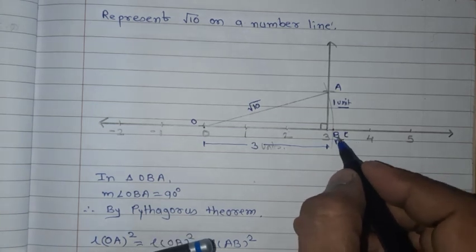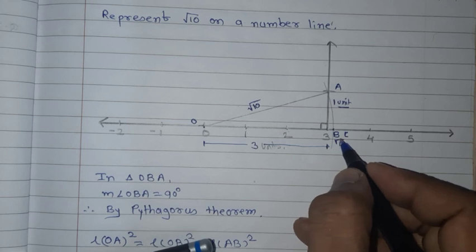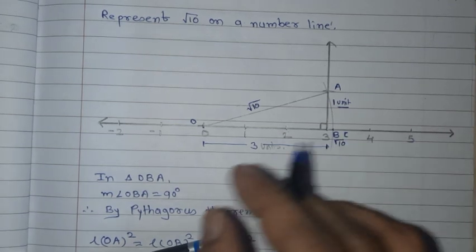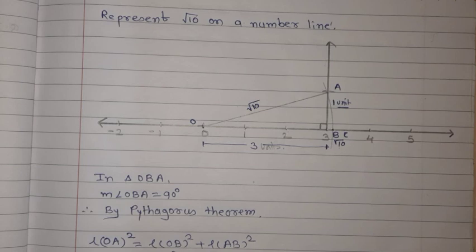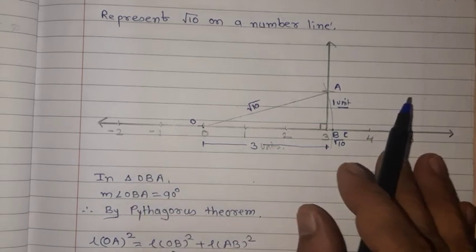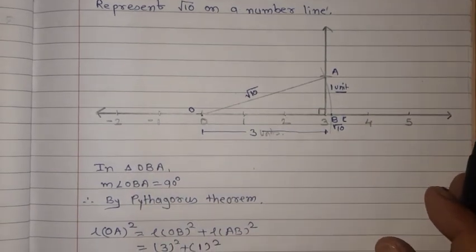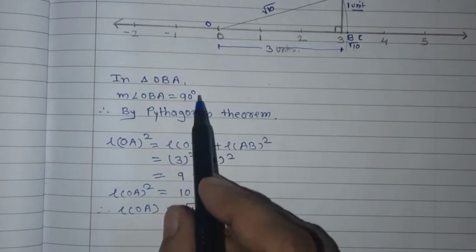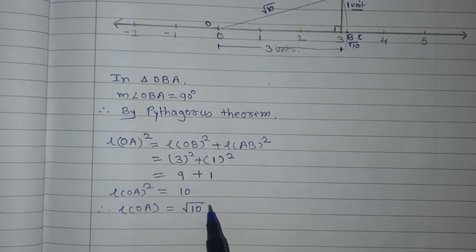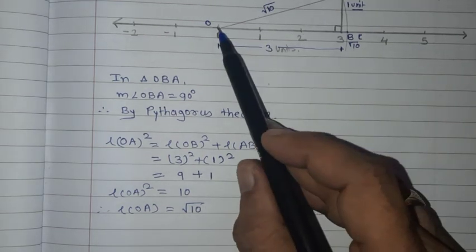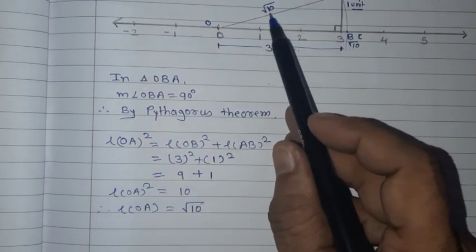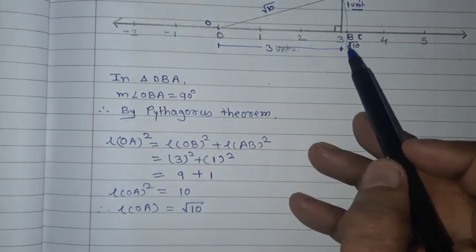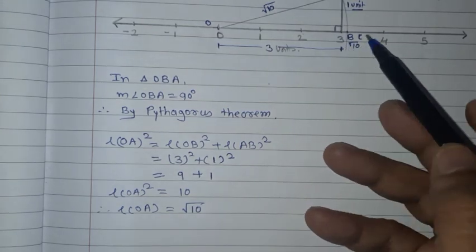Therefore, in this way we can represent any number on a number line. Dear student, if we have to solve this sum for the exam, then you have to draw this diagram and you must write the proof. That means you must write this part. You have to prove that this distance OA is root 10, and then we take this distance and make the arc on a number line.